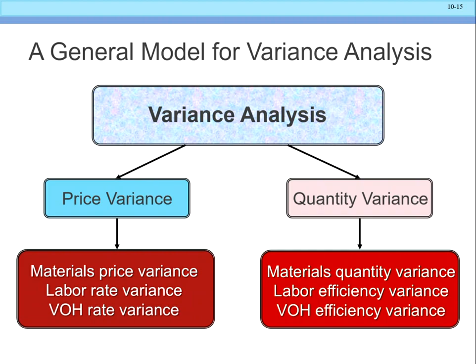Okay, so the general model for variances: we will do material price variance, labor rate variance, and variable overhead rate variance. Of course, we'll also do fixed overhead variances, but we just do the basics because you still do variance analysis in your third year. Then we also do sales variances, but still split into the price variance as well as the quantity variance.